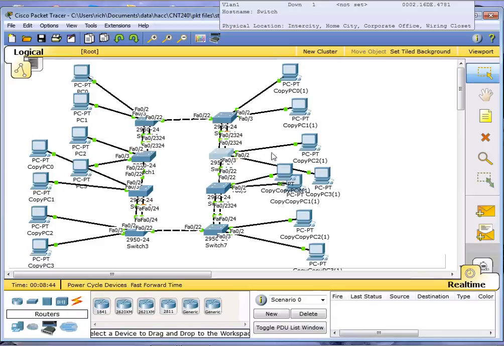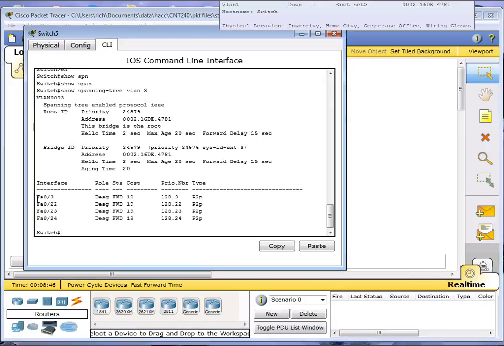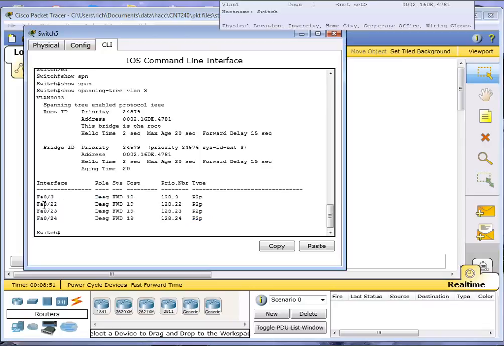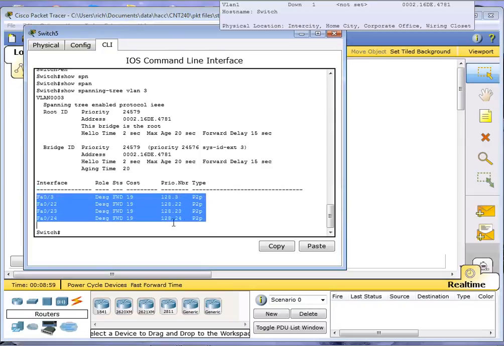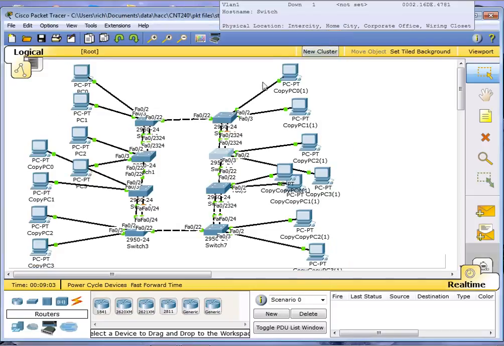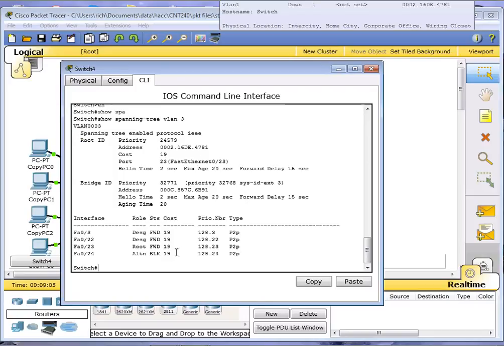Another thing these commands show us is the state of the ports. So here are the different ports associated with VLAN 3. These 3 ports are trunk ports. This one is a user port, and it shows that these ports are all designated in forwarding. Forwarding means they're sending frames out. If we go back and look at this switch's ports, we have designated forwarding. This means it's forwarding frames out.